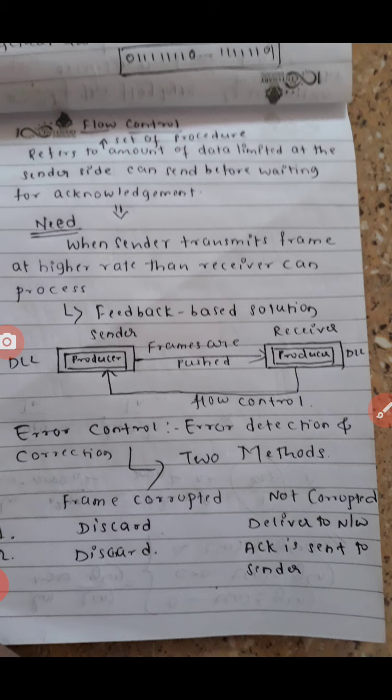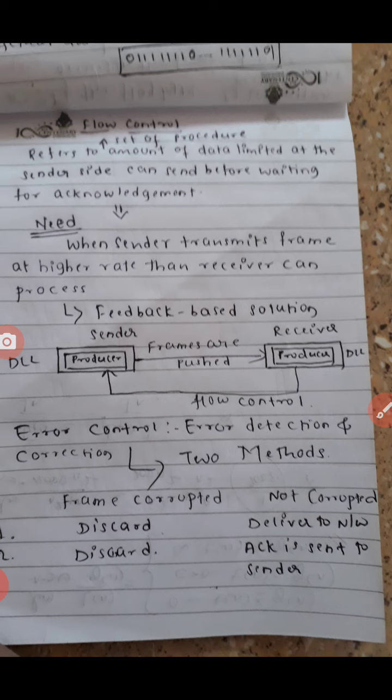Then we have flow control. Whenever the data transmission rate at the sender side is more than the receiver's processing rate, in such a case we require flow control, and the technique used is the feedback technique. So whenever the buffer at the receiver is full, or whenever the receiver is not able to receive the data from the sender, it will send a feedback to the sender, asking the sender to slow down the sending of frames. Then we have error control.